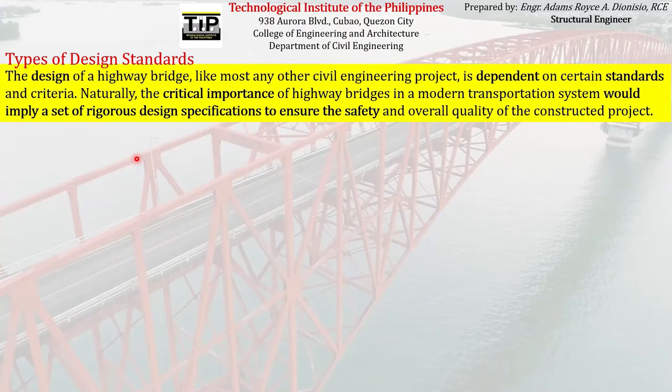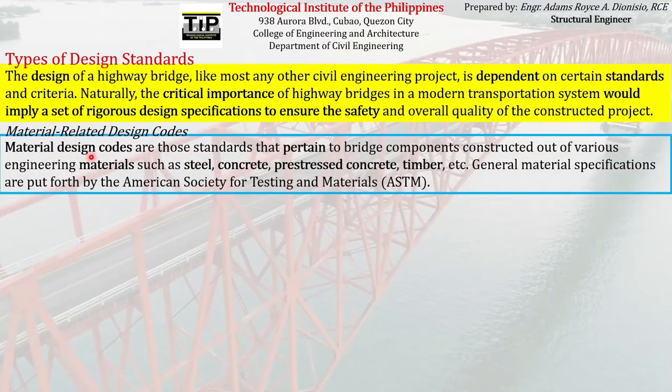Another type of design standard that we usually refer to whenever we design highway bridges or any other project is the material related design codes. Material design codes are those standards that pertain to bridge components constructed out of various engineering materials such as steel, concrete, prestressed concrete, timber, etc. As you have seen in our previous discussions, there are different components of a bridge, and sometimes these components are made out of different materials such as steel, concrete, prestressed concrete, timber, etc.